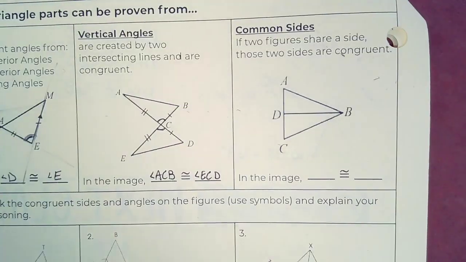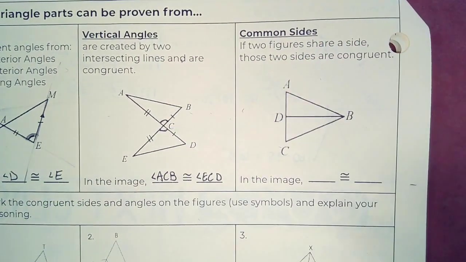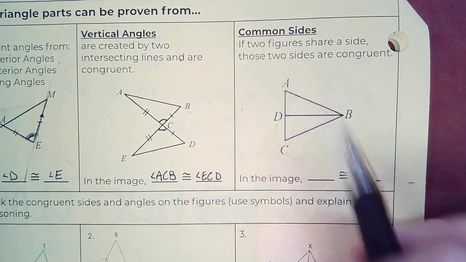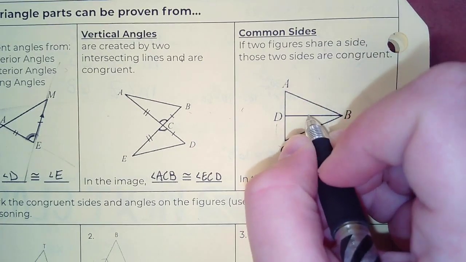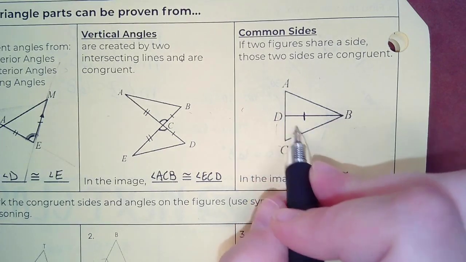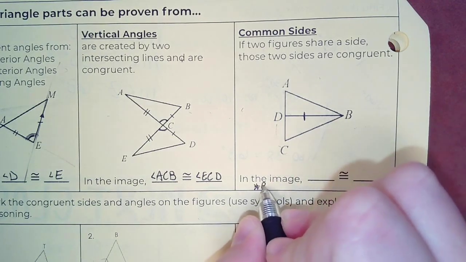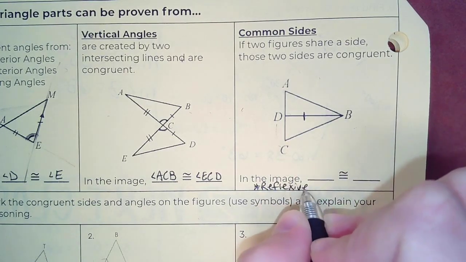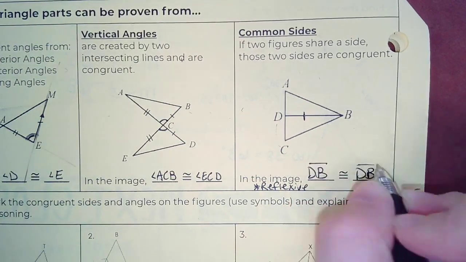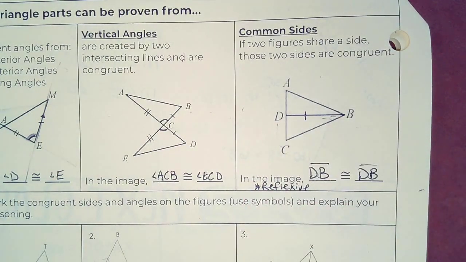I can also find a triangle part that's congruent because of a common side. So I have these 2 triangles here. If 2 figures share a side, those 2 sides are congruent. So this side here for my first triangle is congruent to this same side of my bottom triangle. This is the reflexive property, if I want to say that DB is congruent to DB or BD, that is reflexive. Both triangles share the same side. That side does not change.